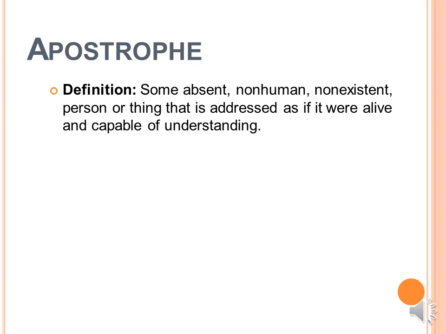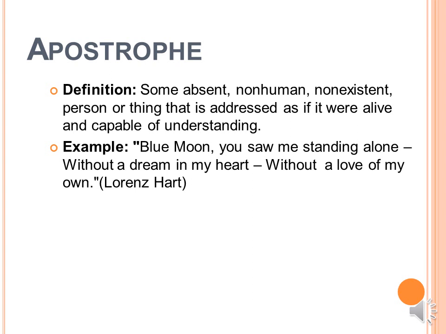Apostrophe, not to be confused with the punctuation. It's different. It's some absent, non-human, non-existent person or thing that is addressed as if it were alive and capable of understanding. Again, the examples should help. "Blue moon, you saw me standing alone without a dream in my heart." Blue moon is a thing, but it can't really see someone standing with a dream in their heart, but they're speaking to the moon as though it could.